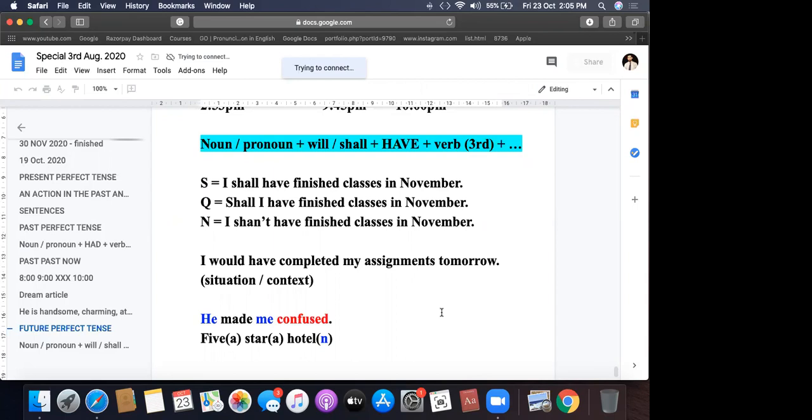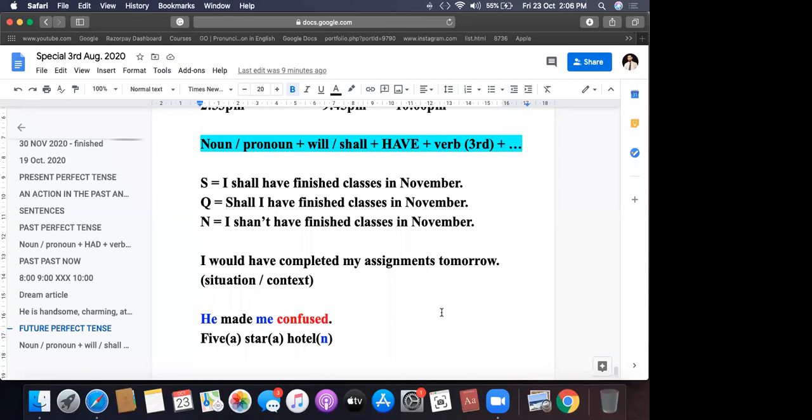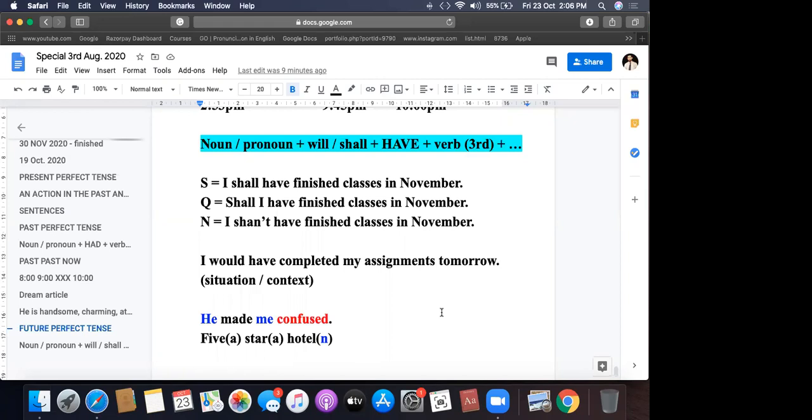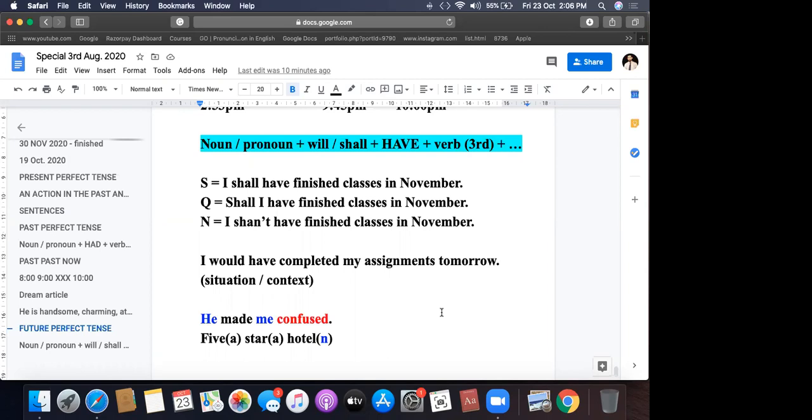Next, I shall have finished my work. Shall I have finished my work? I shan't have finished my work. Good. Next, I shall have cut the vegetables. Shall I have cut? I shan't have cut. Next, I shall purchase new clothes. Shall I purchase new clothes? I shan't purchase new clothes. Wrong. I shall have purchased.